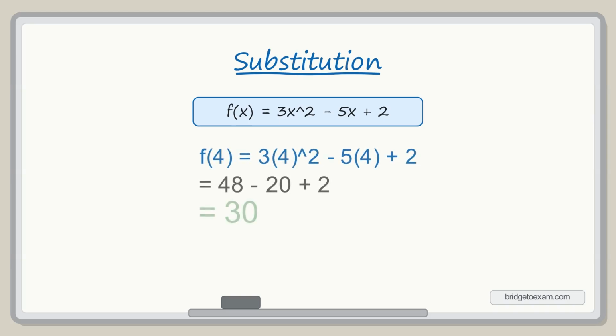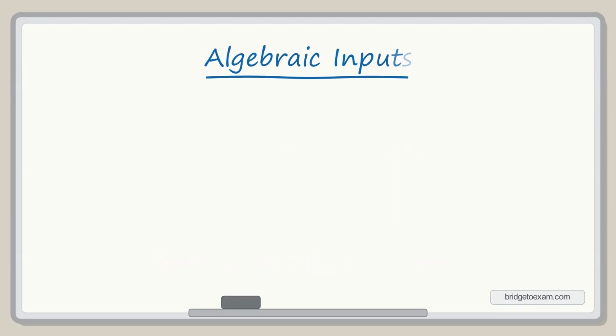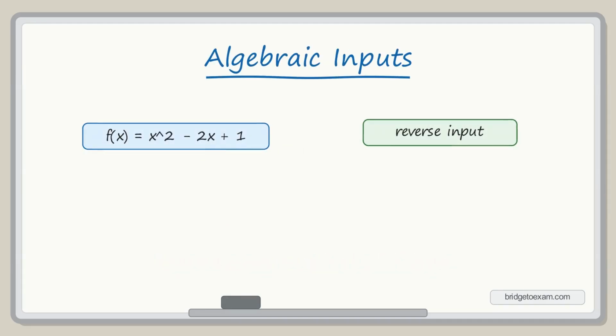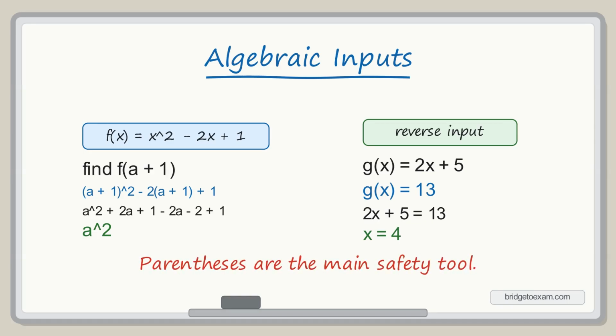Parentheses keep the input grouped, especially when the input is negative or algebraic. When the input is an expression, put the entire input in parentheses, every place x appears. If the output is given instead, set the function equal to that output.